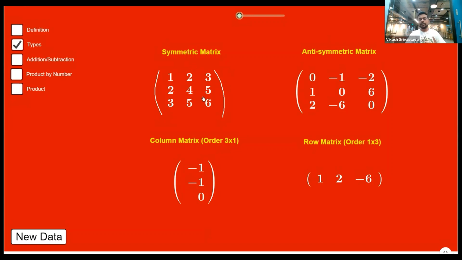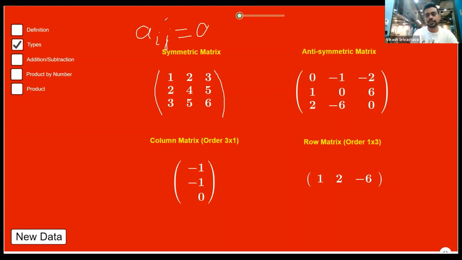So what is a symmetric matrix? A symmetric matrix is a matrix in which Aij will be equal to Aji, right? Essentially, Aij is the element sitting at the ith row and jth column. So let me just write the definition of this symmetric matrix. The definition is basically Aij is equal to Aji.